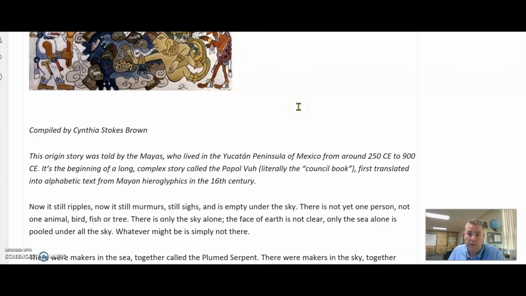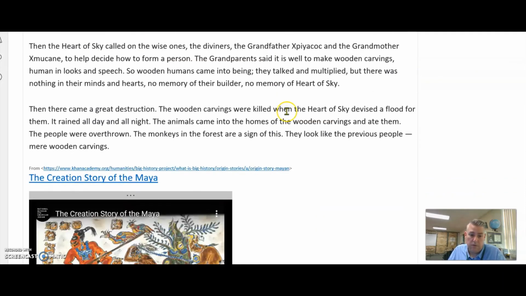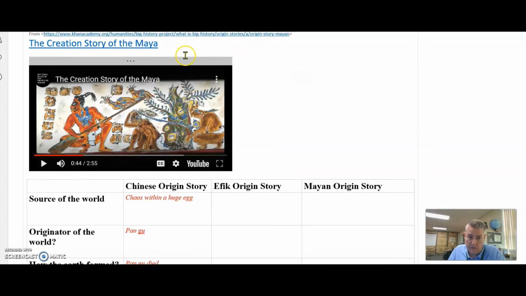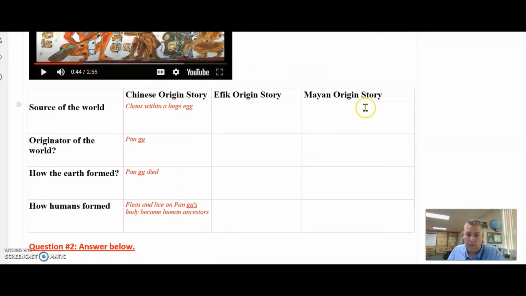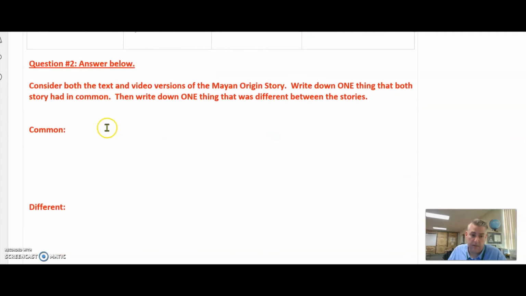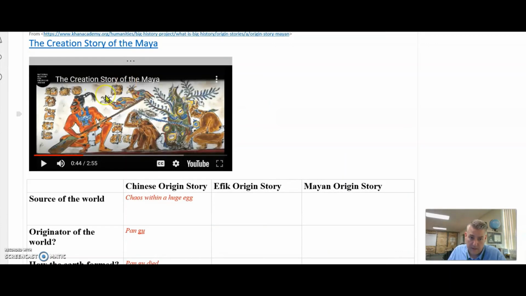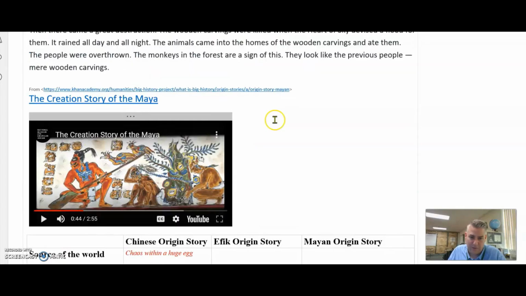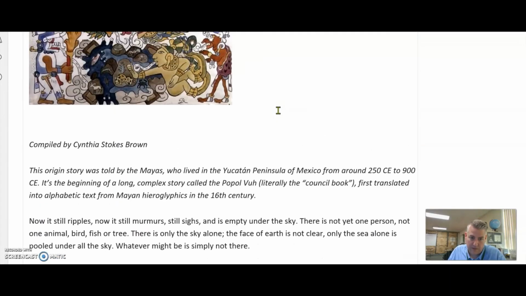So after you read or listen to those, and there's a YouTube video for the Mayan that goes along with that, you'll finish this chart in OneNote. And then you'll answer this question right here. It says, consider both the text and the video versions of the Mayan origin story. Write down one thing that both had in common, and then one thing that was different between the stories. So that's this video, and then this story.